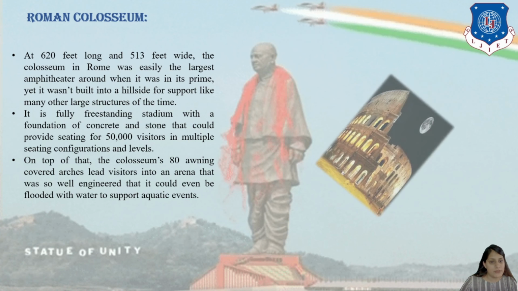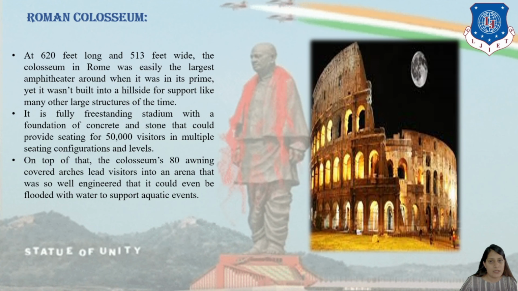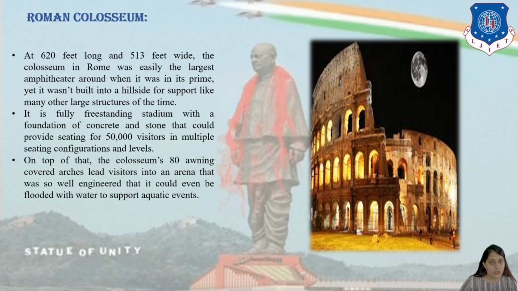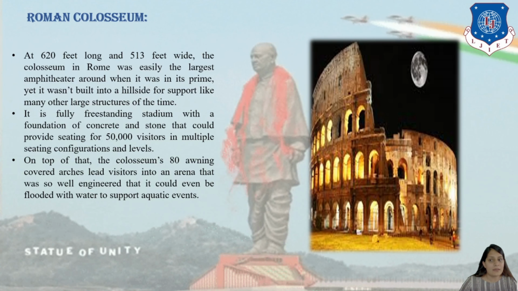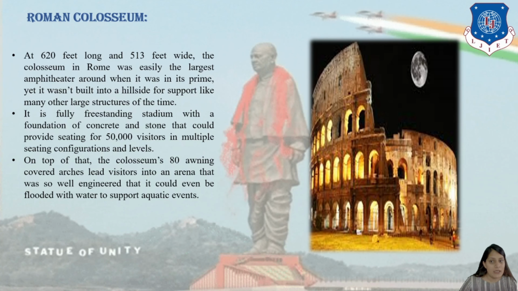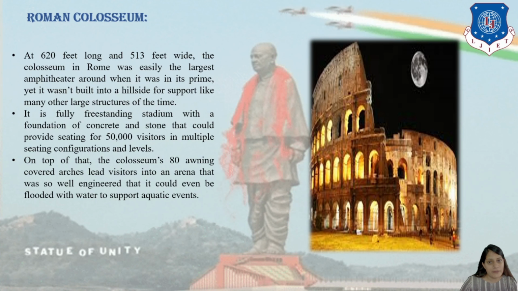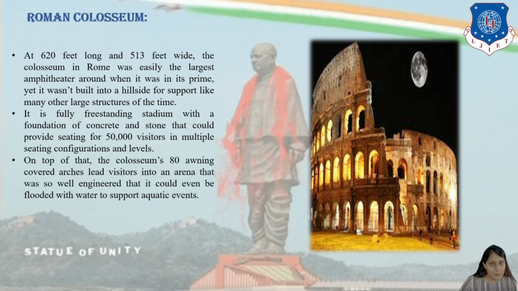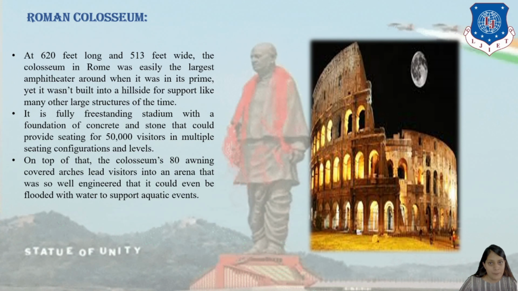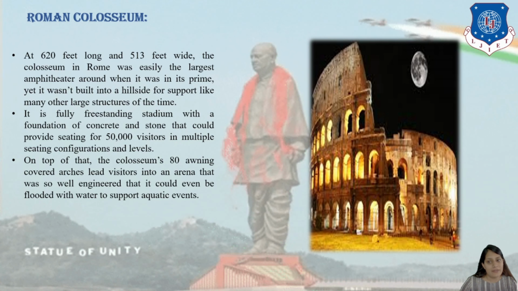What is the Roman Colosseum? You might have heard about this. This is a structure which is very disturbed right now, but anyhow we have preserved it. You can see here that it is 620 feet long and 513 feet wide, and it is in Rome, the largest amphitheater around. Yes, it is an amphitheater concept. You might know that there are so many amphitheaters coming up right now, because that is an open theater. People can reside and people can sit there, right?